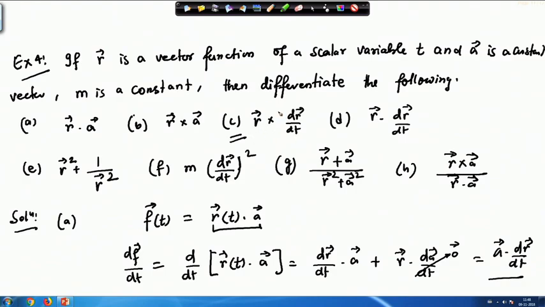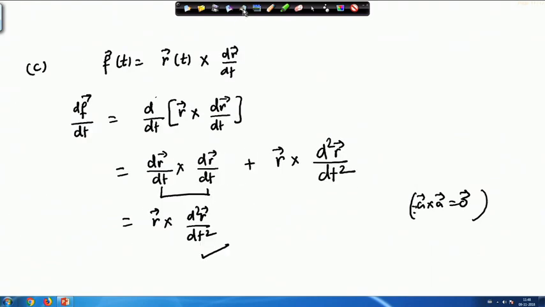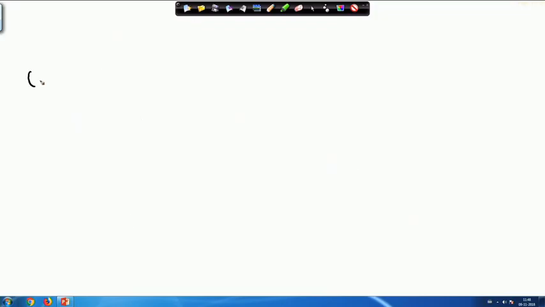Now let's consider problem E. So I'm just skipping one problem mainly because the next problem is simpler in a way. Now here f(t), before I call this function as vector or scalar, let me just write the right hand side. So the right hand side is r square plus 1 by r square, right?